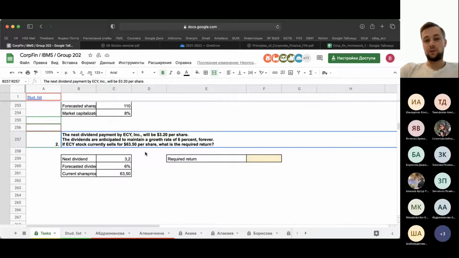So let's find the required return, or actually the market capitalization rate, or the discount rate, or the expected return. Let's have a minute. And then, please, can you lower the hands, because I won't be able to understand who was the first. Or are you ready to answer? Okay, I see that Aruzhan was the first, actually. Okay, let's have a minute, and then discuss.